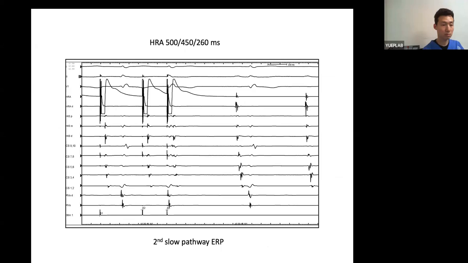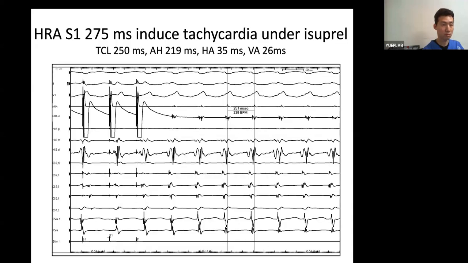So this is AV node ERP, okay? So this is a second slow pathway. What do you mean slow pathway? There's no second slow pathway ERP here. Okay, keep going. All right, so you induce tachycardia.